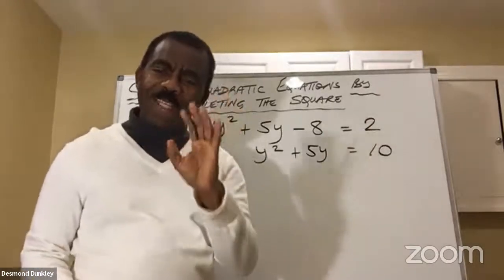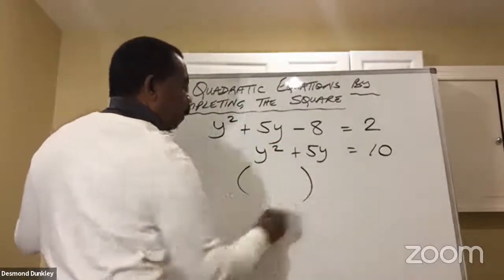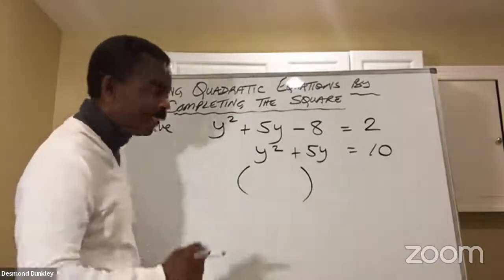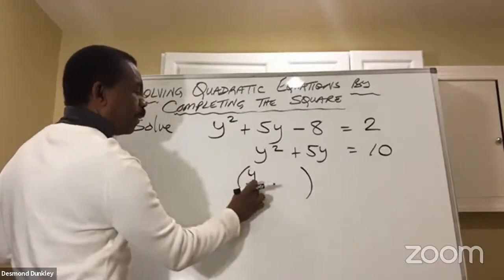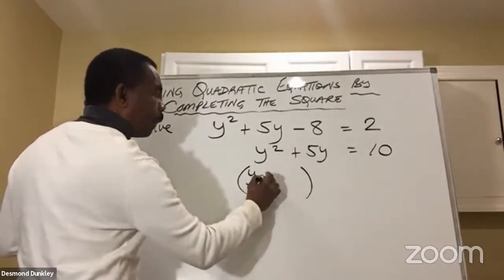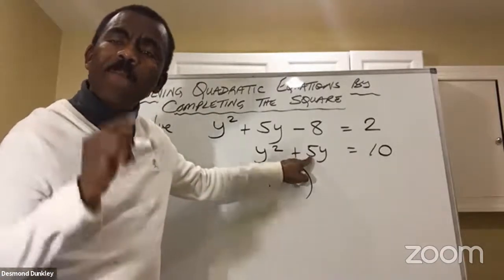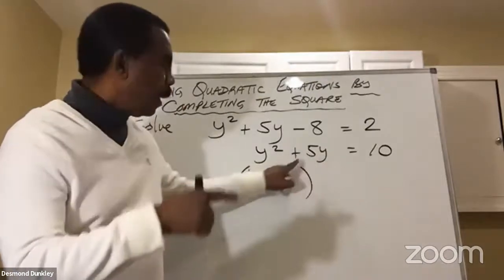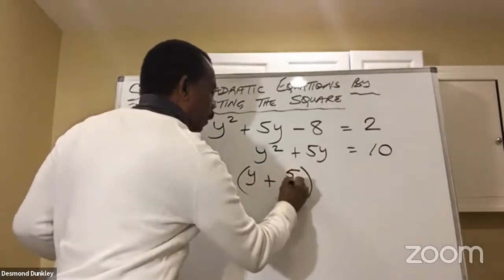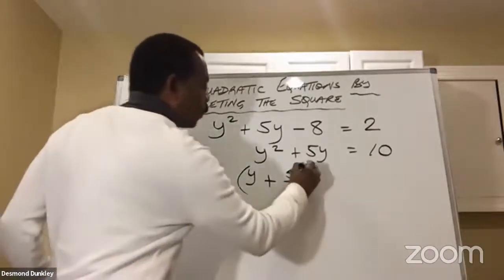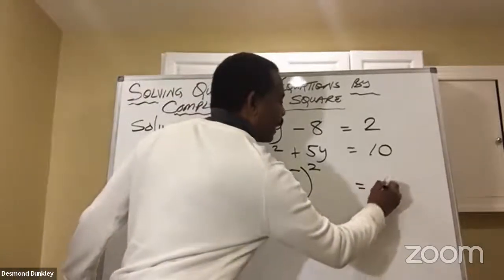Now watch the magic. How did we get our parentheses before? The method doesn't change. We always put this by itself here. Since this is a plus, we will put a plus here. The method says you divide this by 2 and place it right here. So 5 divided by 2 is a fraction. You put your square here, and the right side remains 10.